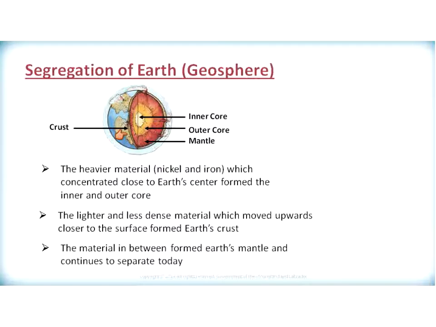The outer solid layer of Earth is what we call the crust, and is primarily made up of silicates, which are lighter in density. The material in between formed the Earth's mantle and continues to separate today. In the diagram, the red portion between the crust and the outer core is referred to as the mantle.